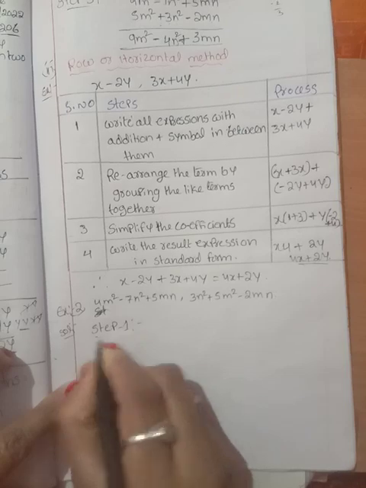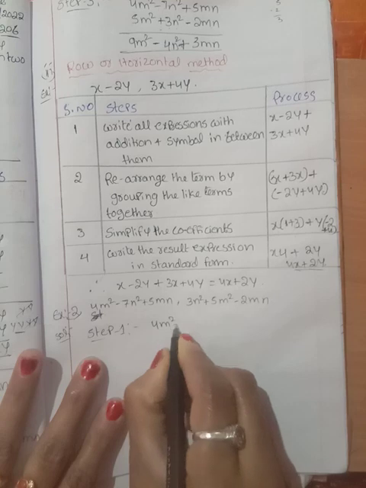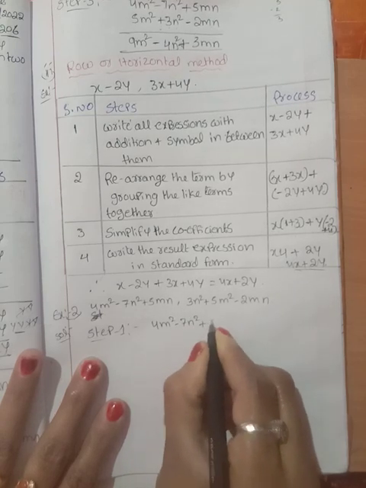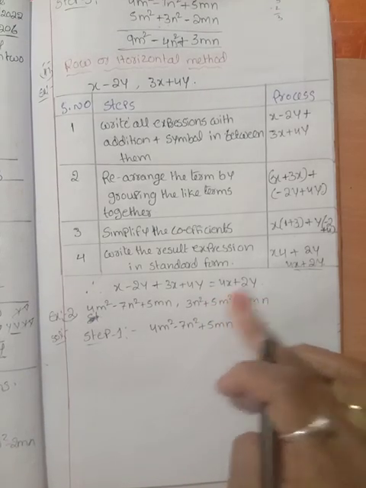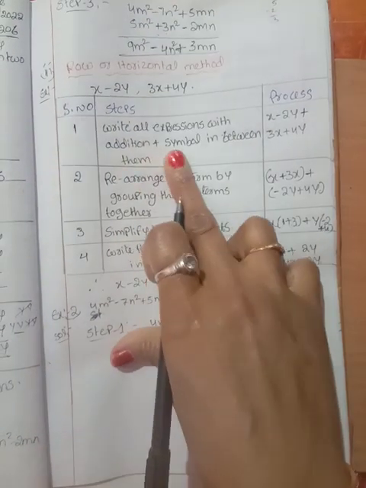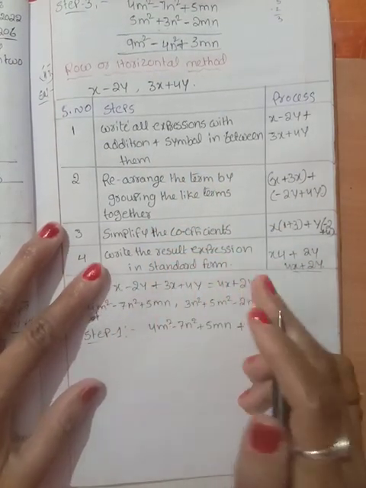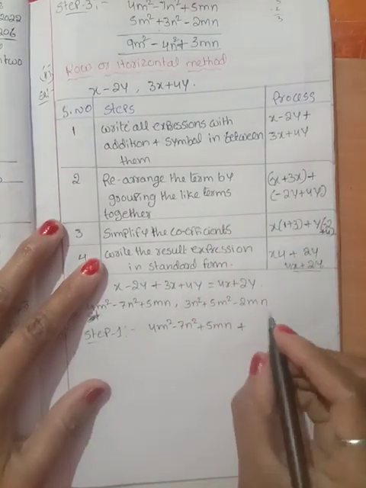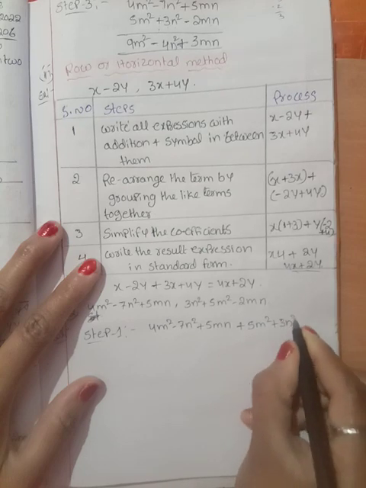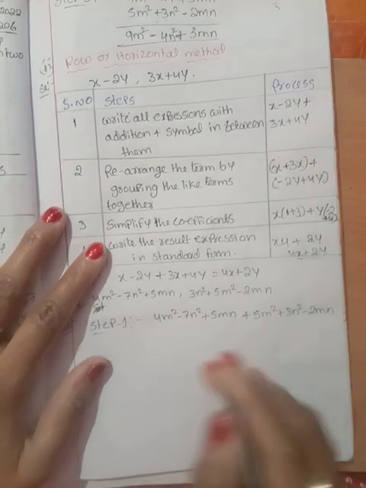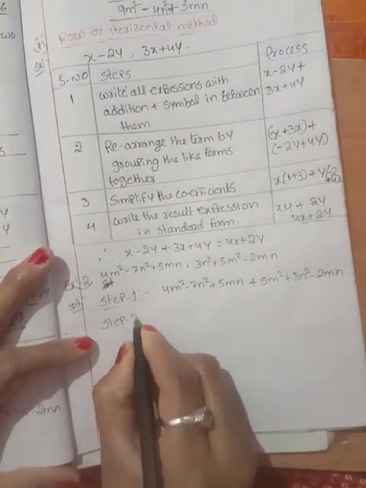Step 1. What is step 1? First of all, use the standard form. You can write down both in standard form. First one is 7n square plus 5mn, but here it is not in standard form. First of all, write down the standard form using the addition symbol. Observe the difference between both methods, carefully. 5m square plus 3n square minus 2mn. This is the end of the first step.